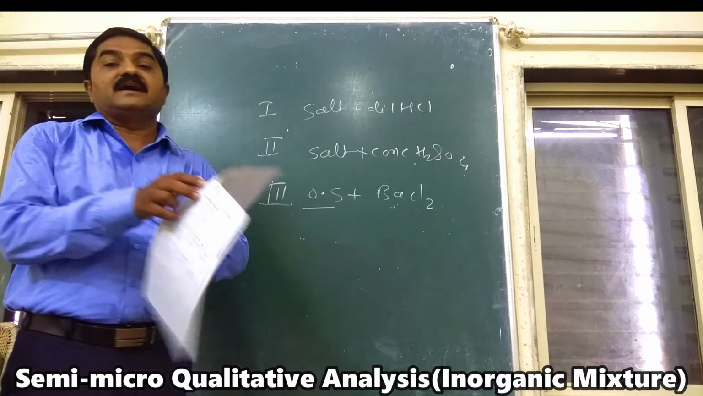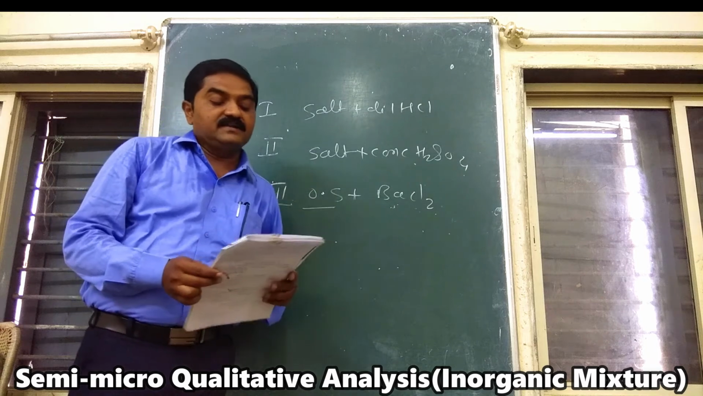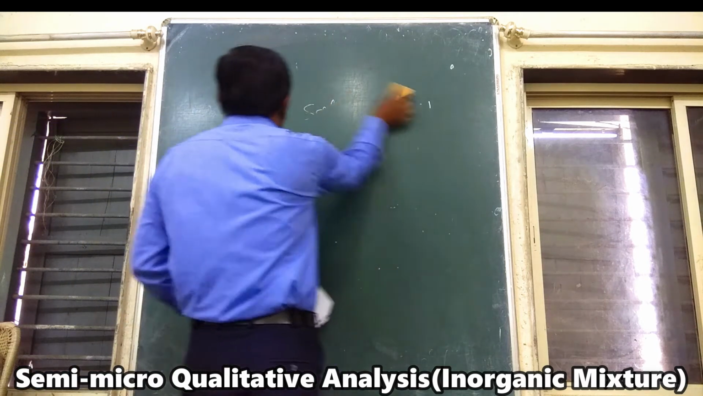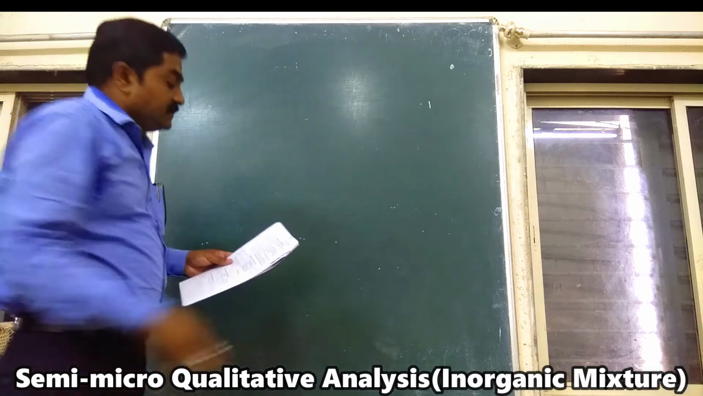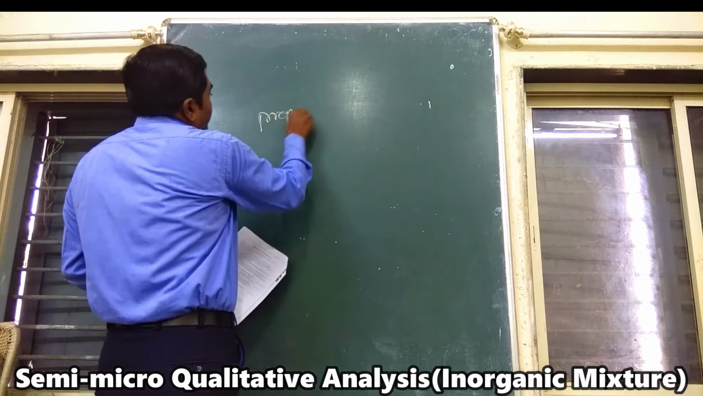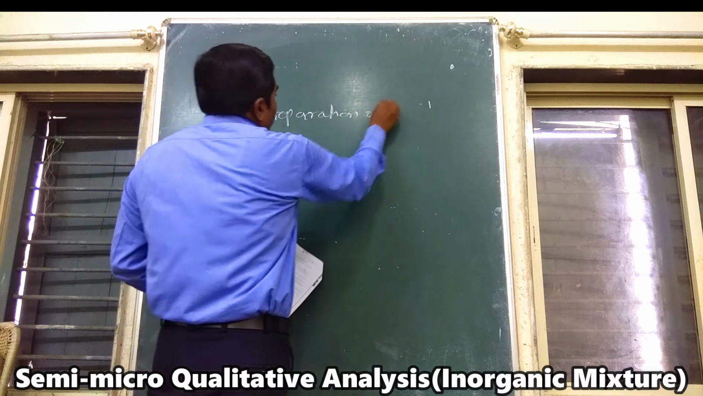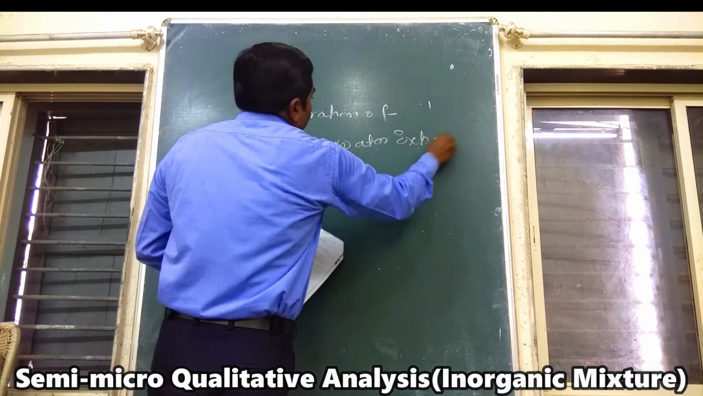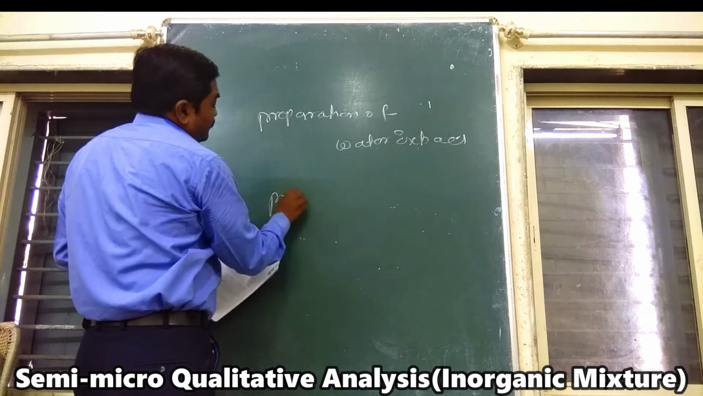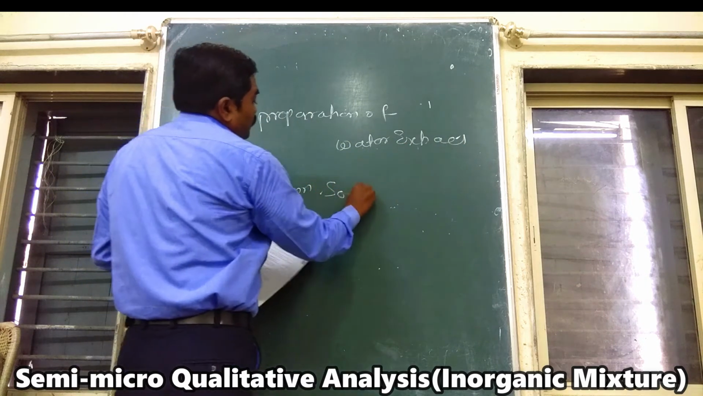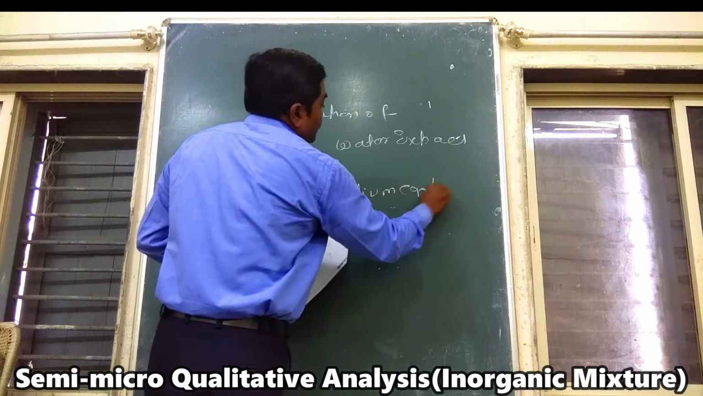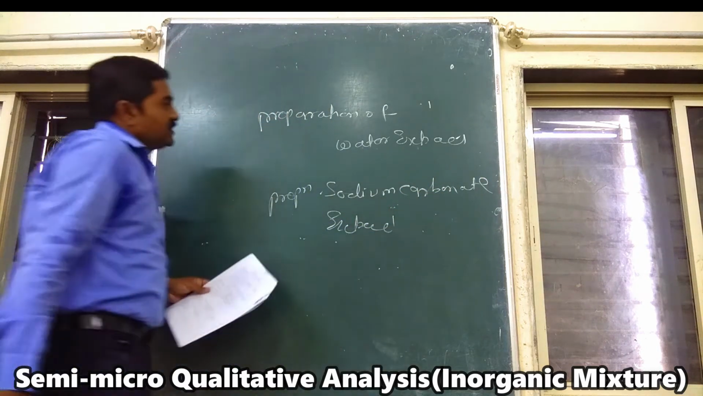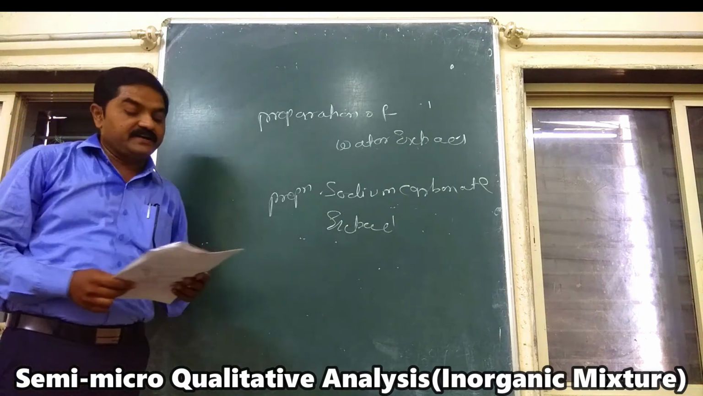From that we can determine the acidic radicals. So there again the confirmatory tests are there. For this confirmatory test of acidic radicals, we are using the preparation of water extract and preparation of sodium carbonate extract. So how are this water extract and sodium carbonate extract prepared?